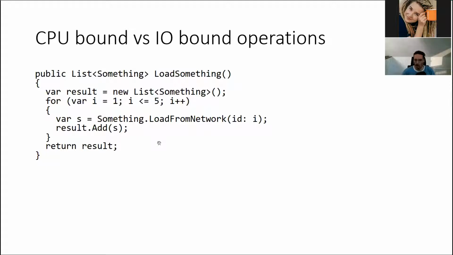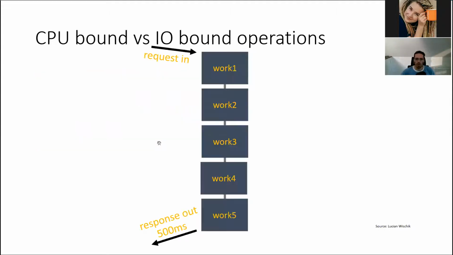It might be the database, that's probably the most common use case nowadays, or some REST API call or something like that. So you put it into the loop, you load something from the network, you put it back into the list using result.add, and then you return the list. So everything is okay. You measure it, and let's suppose that you are actually calling some API, and it takes 100 milliseconds to get the response back. So because we have 5 operations to do, you will get the response back in 500 milliseconds.